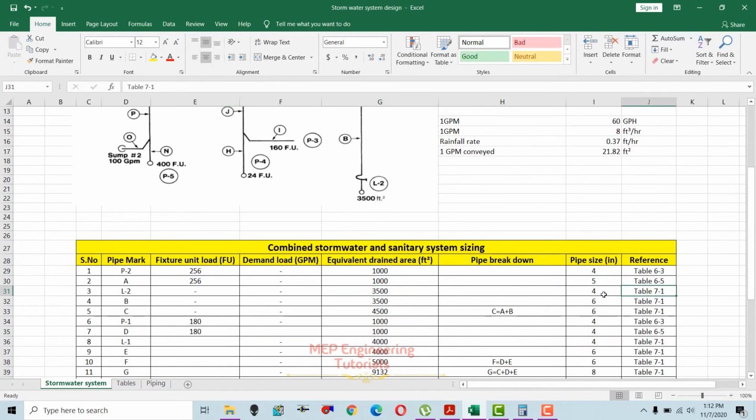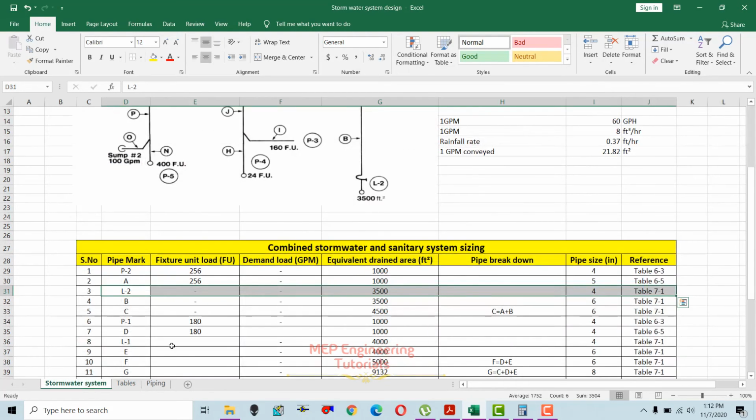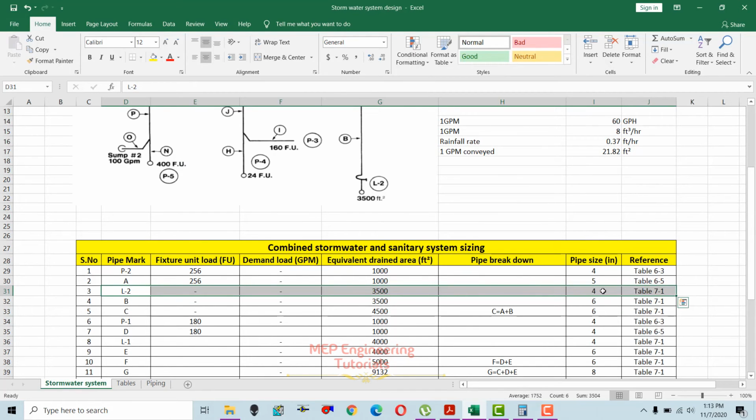We have to use table 7-1 to get the size for this L2. I'm going to use the 7-1 table, and since we are talking about the leader drained area, we're going to use this column. We said 3500 square feet. So 3500 square feet is between 2200 and 4600 square feet in the leader drained area column. So we'll go for the higher value, 4600. If you check, the pipe size here is 4 inches in diameter, so we have to use 4-inch here.